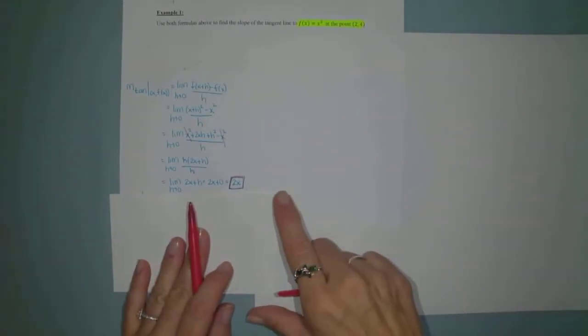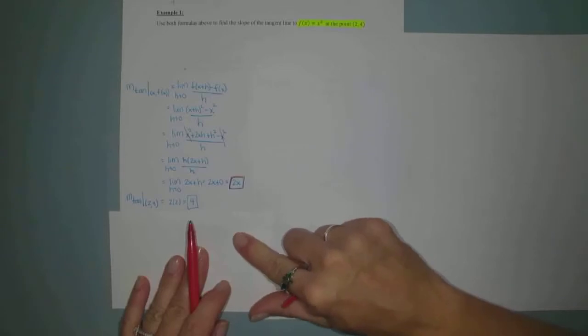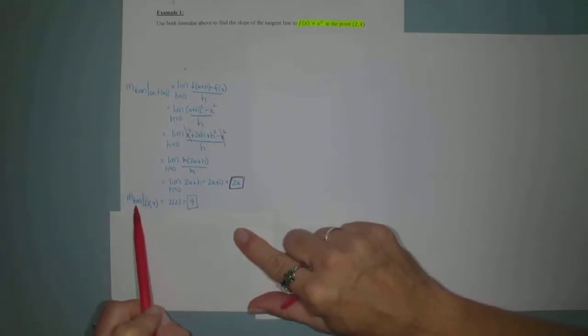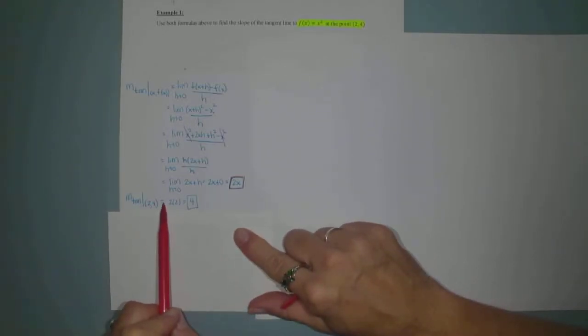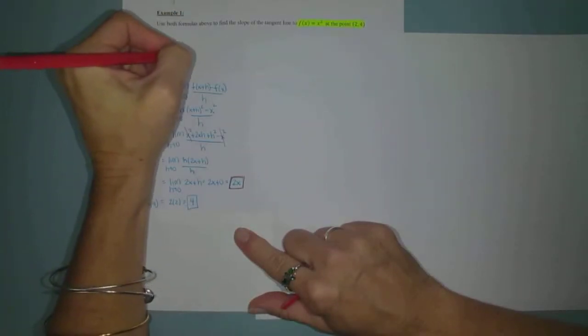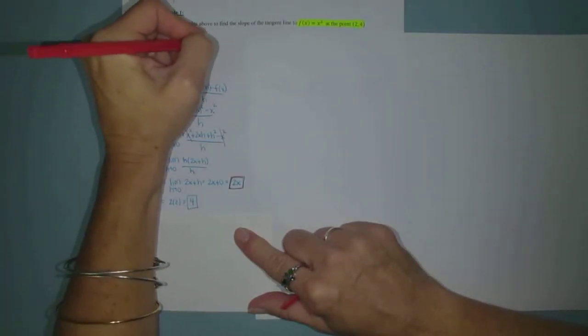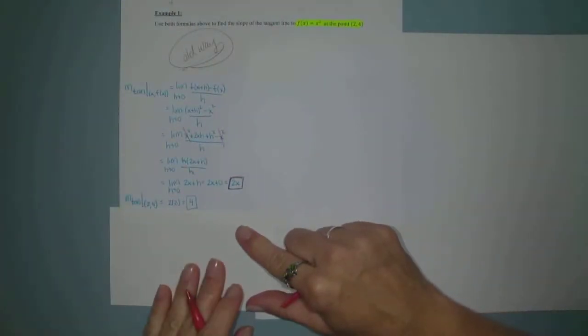We want it specifically at the point (2, 4), so we do that extra step. Slope of the tangent at the point (2, 4) is equal to 2 times 2, which is 4. So this is the old way. This is the way we've been doing it.